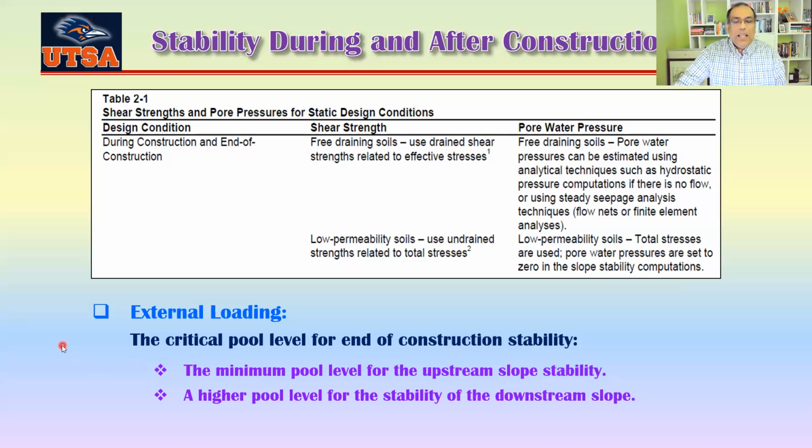But once steady state seepage has developed, then this condition may not be necessary. Okay, a higher pool level is used for the stability of the downstream slope. If you want to analyze the slope at the downstream, then you have to use the highest point of the pool, because this one is trying to force this way, so the other side of the slope can fail from that pressure.